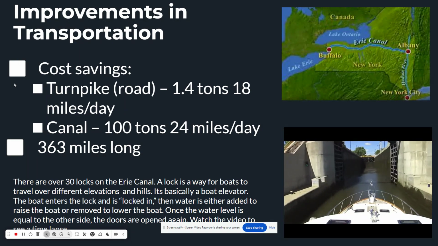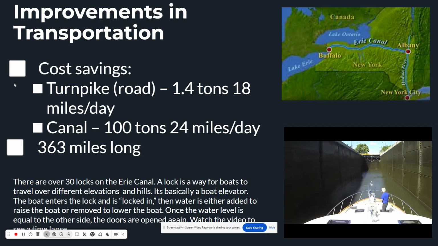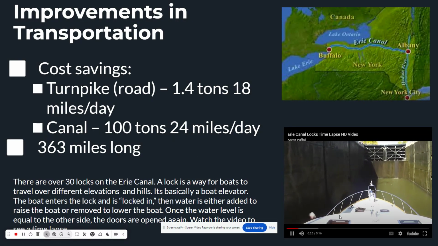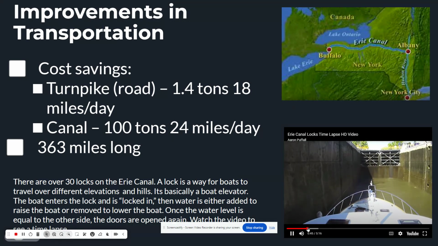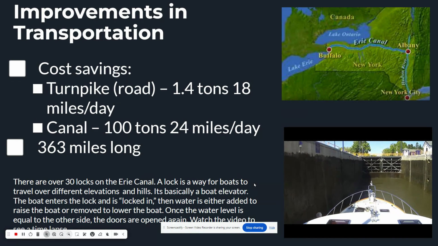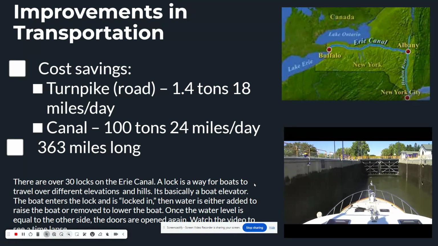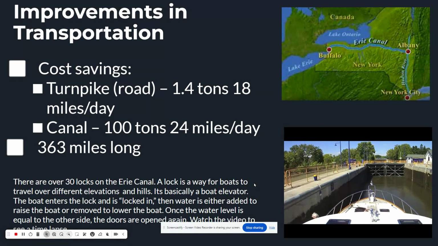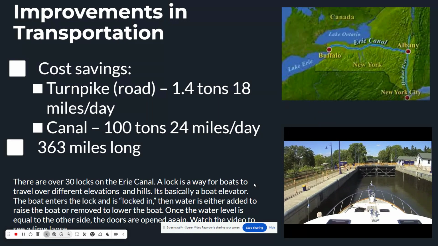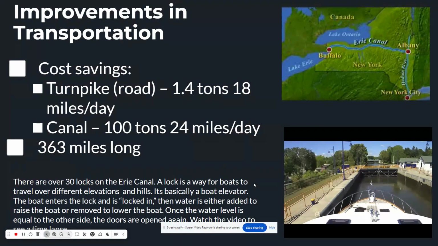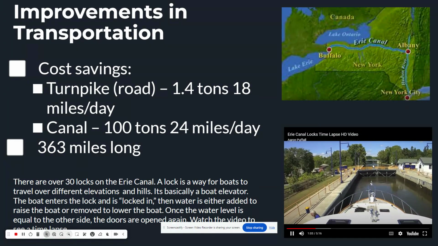The locks are basically boat elevators. So the boat enters the lock. As you can see, I'm playing the video here. They're going to secure the boat, and then they're going to raise the boat. And as you can see, water is pouring in, and there's little doors in and out. When the water level is equal on the other side, they will open the door to release the boat. And as you can see the river on the other side.